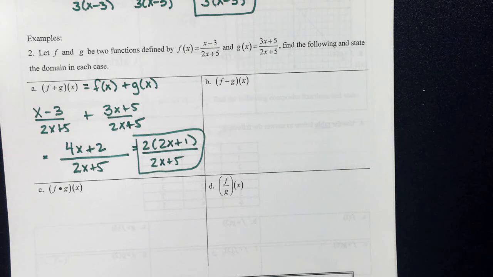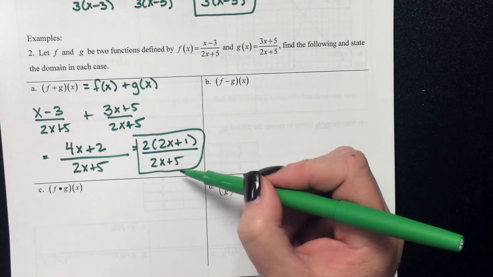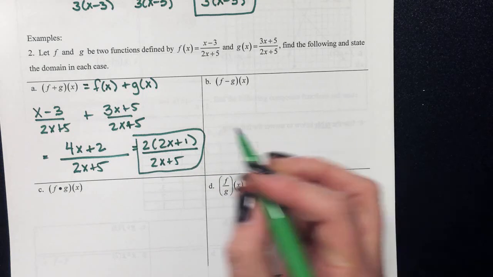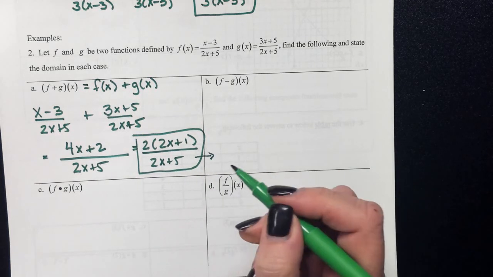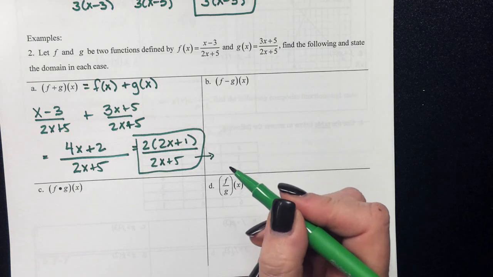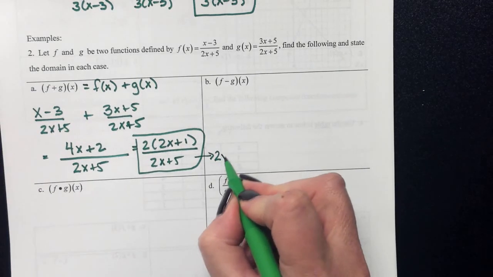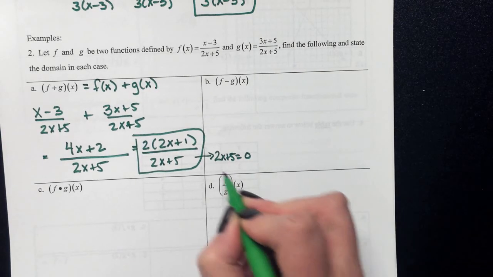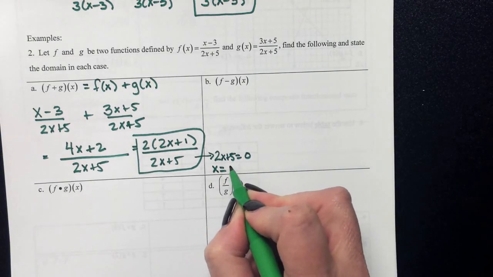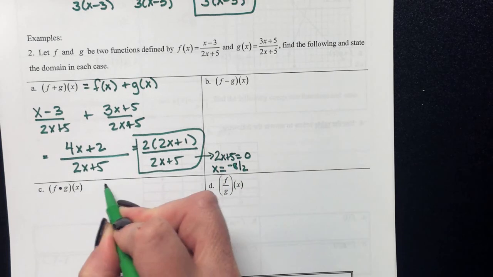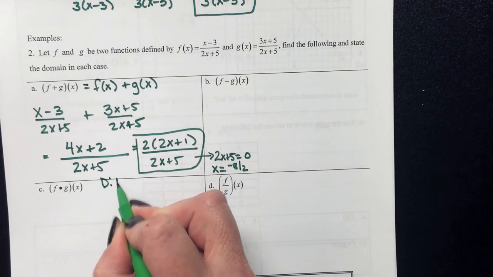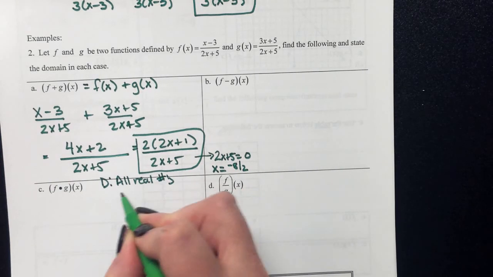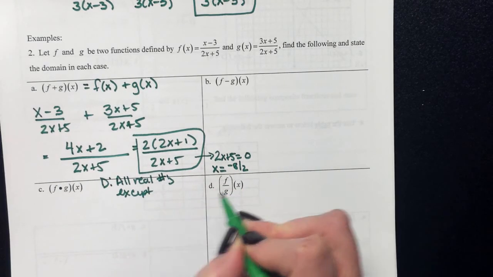Now, remembering back from last year, how do you find the domain of a rational expression? Right, we have to set the bottom equal to 0 because remember, anytime you have a 0 in the denominator, it makes your fraction undefined. So we have to find the x value that's going to give us a 0 in the denominator. And what's that x value going to be? It's going to be when x is equal to negative 5 halves. So the domain, remember, is going to be all real numbers except negative 5 halves.